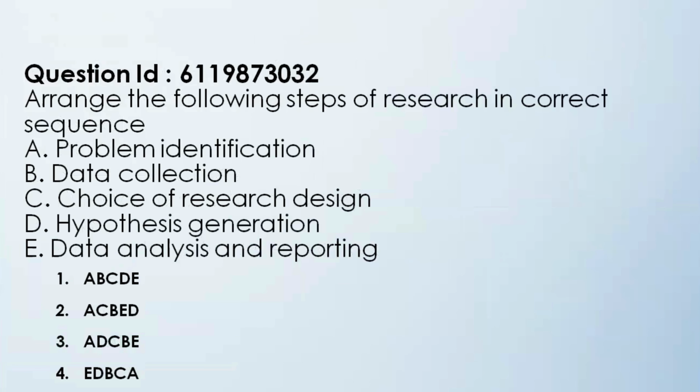Similar to the previous question, it asks you to arrange the following steps of research in correct sequence: problem identification, data collection, choice of research design, hypothesis generation, data analysis, and reporting. So in the same way, first try and arrange these statements in an order by yourself. Then look at the four options. Is the first step going to be statement A or statement E? And is the last step going to be statement E, D, or A?